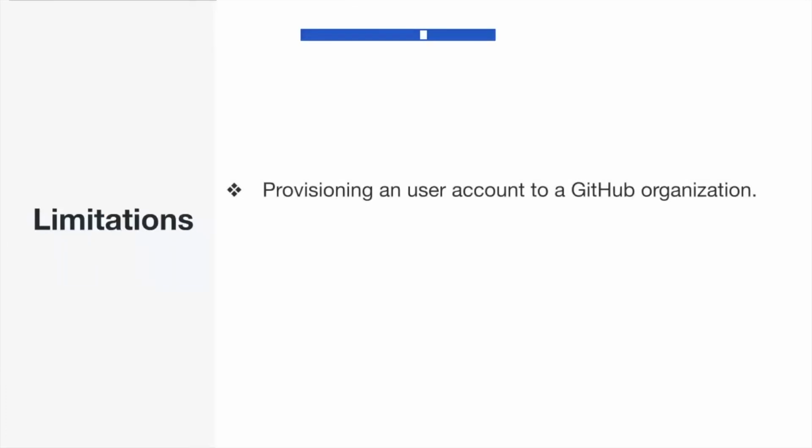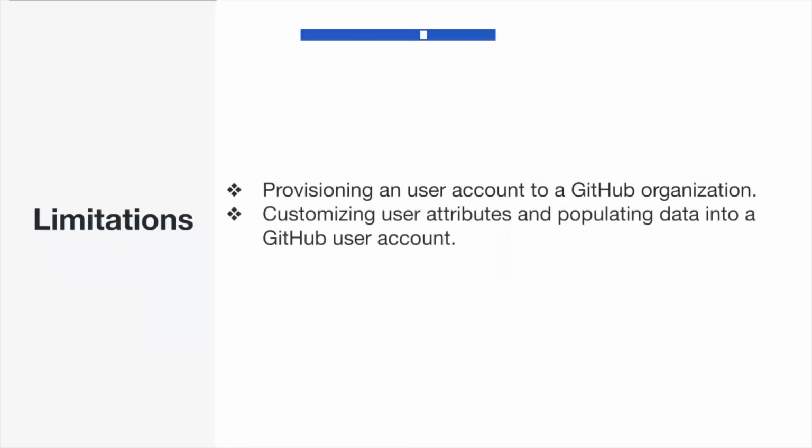So now the discussion about the limitations, what cannot really be achieved, or to clarify. Actually the user account is not provisioned as such. So there is a link between a GitHub user account and the identity provider. Also, you're not really able to customize user attributes when populating data into the GitHub user account. That's valid when we are talking about GitHub Enterprise Cloud, which is the SaaS version of GitHub. If you're using GitHub Enterprise Server, there is some customization that can be done on the SAML data.